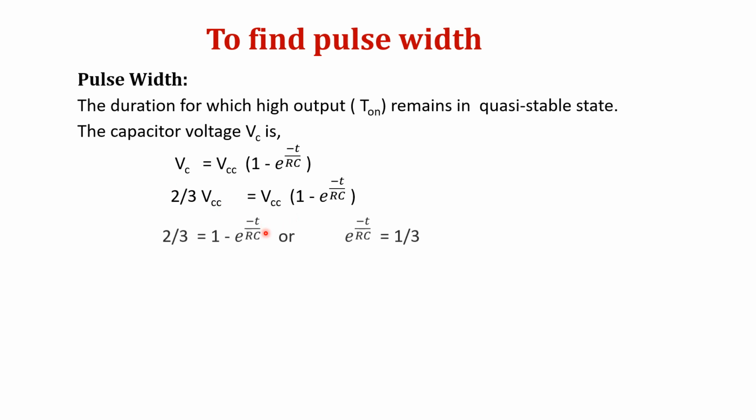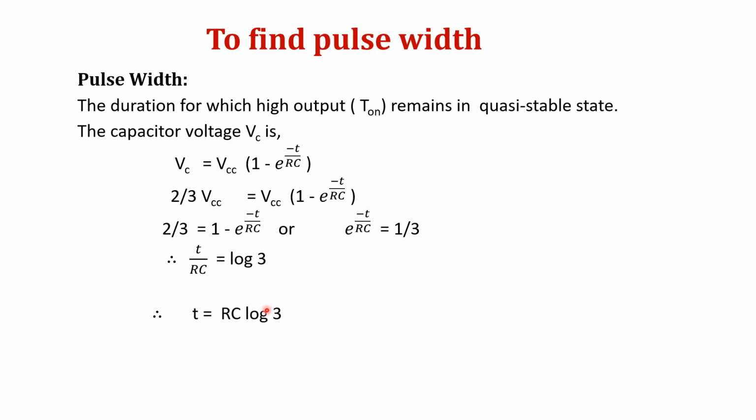Cancel Vcc on both sides and simplify. The exponential term separated from that relation, exponential of minus t by RC, equals 1/3. Therefore, taking log on both sides and simplifying, t equals RC log 3. Log 3 is 1.1, therefore the pulse width t on equals 1.1 RC. The pulse width of the monostable multivibrator depends upon the values of R and C. And that is the result for the monostable multivibrator. Thank you.